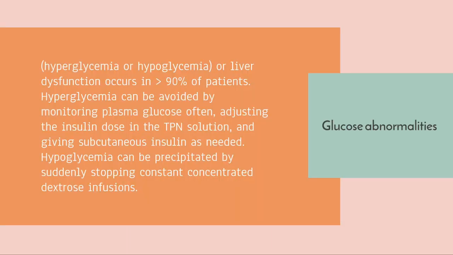Next up is glucose abnormalities, which can either be hyper or hypoglycemia and can occur in more than 90% of patients. Hyperglycemia can be avoided by monitoring plasma glucose often, adjusting the insulin dose in the TPN solution, and giving subcutaneous insulin as needed. Hypoglycemia can also be precipitated by suddenly stopping constant concentrated dextrose infusions.